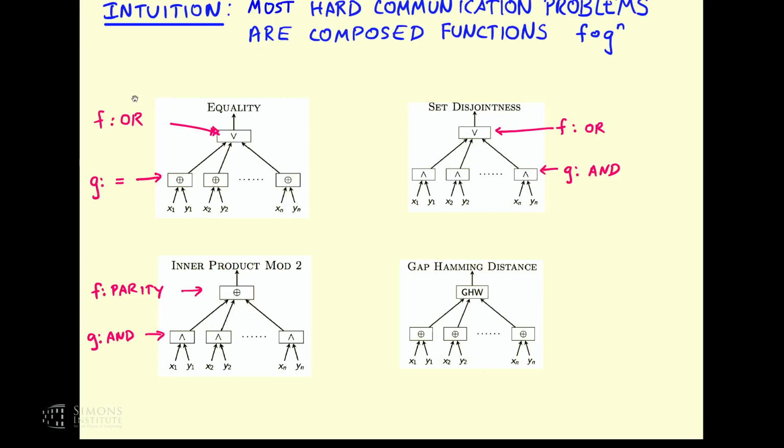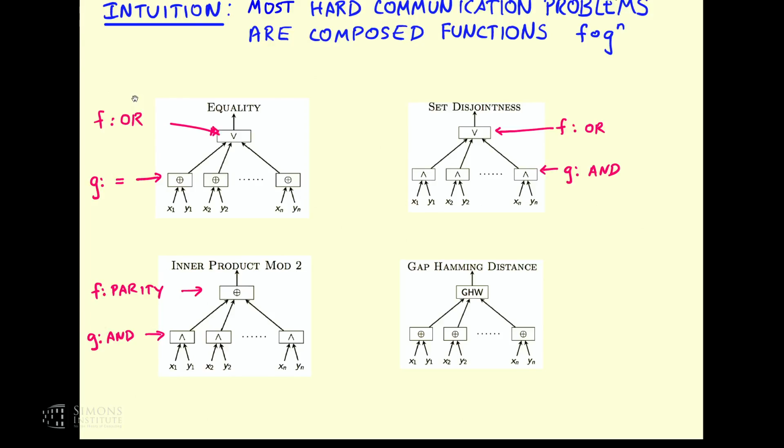And the basic intuition behind this is that if we just look at the typical poster child functions in communication complexity, they're all composed functions. So the equality function: Alice gets x1 through xn, Bob gets y1 through yn, and you want to know if their strings are equal. This is just a big OR, so the outer function f is an OR, and the inner function g, which I'll call a gadget, is just a parity function on 2 bits. Okay, and likewise, set disjointness, gap Hamming, inner product, they're all composed functions of this type.